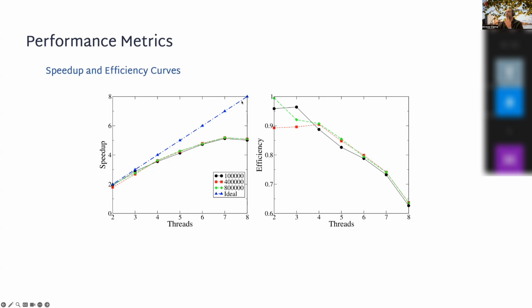So when you have this ideal speed up, you can compare how well your program is behaving. And the efficiency also drops when you add more threads or more cores to your machine, right? So in your homework assignments, and especially your projects, you need to report these efficiency and speed up curves to let the reader know how efficient your parallel program is. These are important curves that you need to consider when you have an implementation.